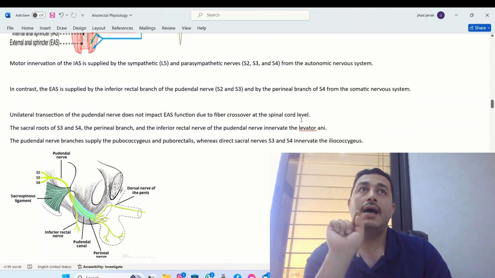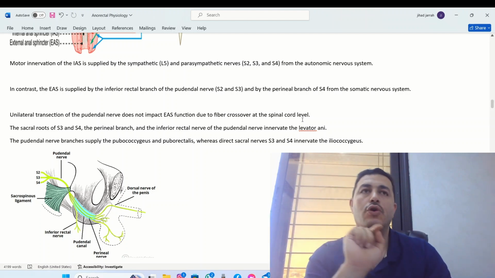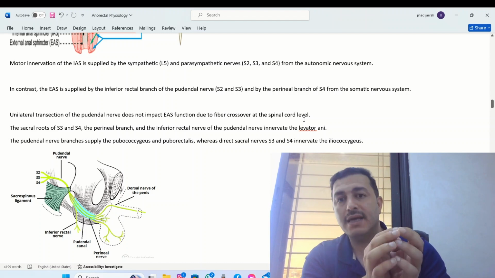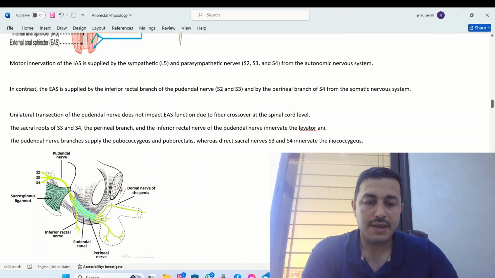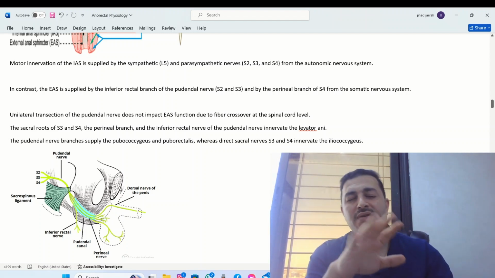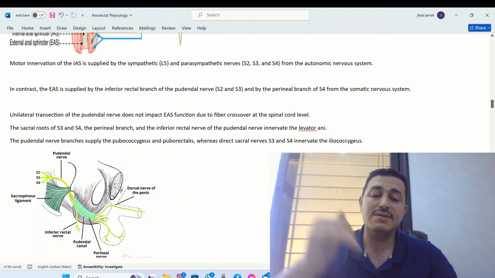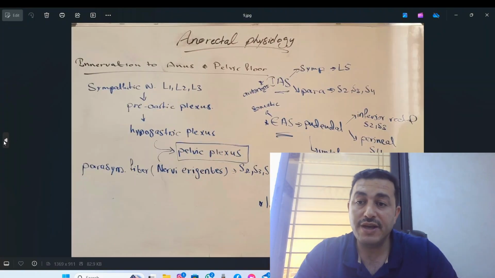Innervation to the pelvic floor muscle, or the levator ani muscle, or the puborectalis muscle, there is also somatic innervation, voluntary innervation, the pudendal nerve. Actually, unilateral injury to the pudendal nerve doesn't cause significant sequelae because we have a crossover. What else do we want to add regarding the innervation?